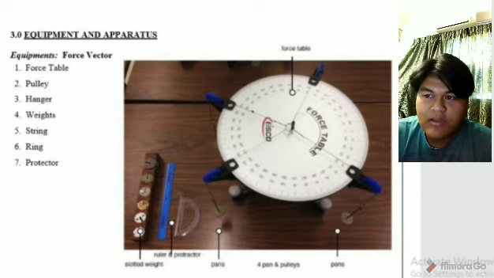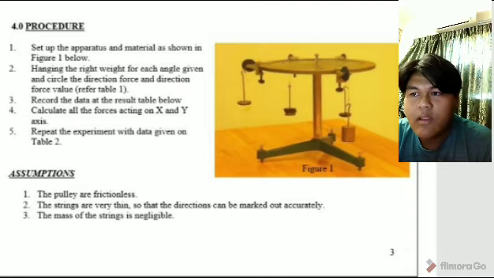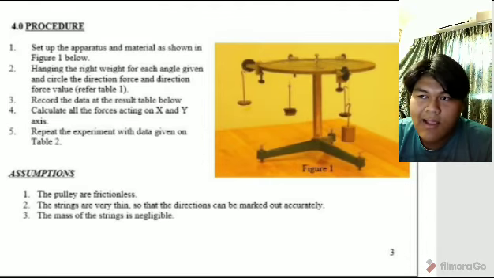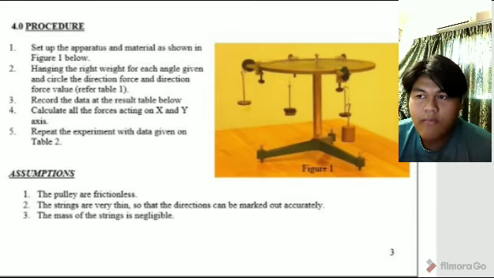Okay, next procedure. First, set up the apparatus and material as shown in figure 1 below. Ini adalah gambar part yang ada dalam eksperimen ni, meja dia. Yang kedua, hanging the right weight for each angle given and circle the direction force and direction force value. Boleh tengok gambar rajah yang pertama. Ini adalah kedudukan hanging dia.